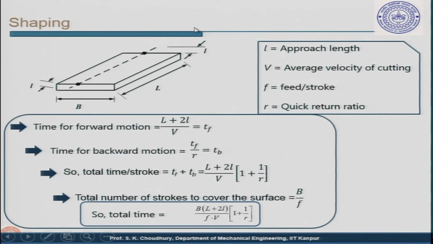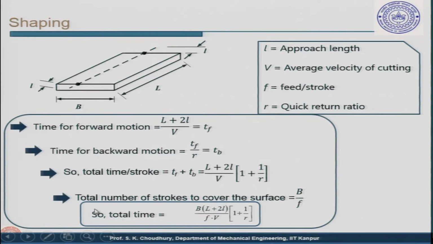Now, the time for backward motion will be faster, and how fast it will travel depends on the quick return ratio. So, the time for backward motion will be T f, the forward motion time, divided by R, and let us designate this by T b, which is the time for backward movement. Therefore, total time per stroke will be forward motion plus backward motion. This will be L plus 2l by V, if we take the common T f, that would be 1 plus 1 by R, all right.